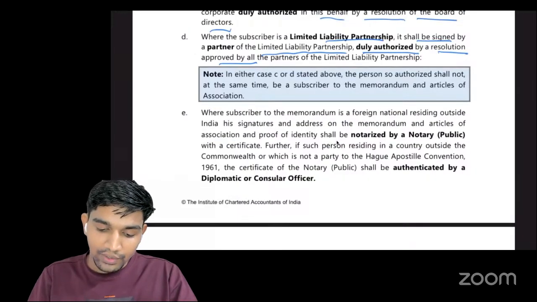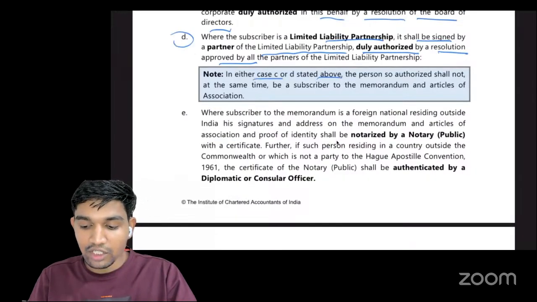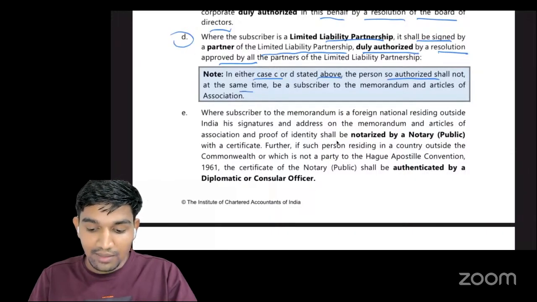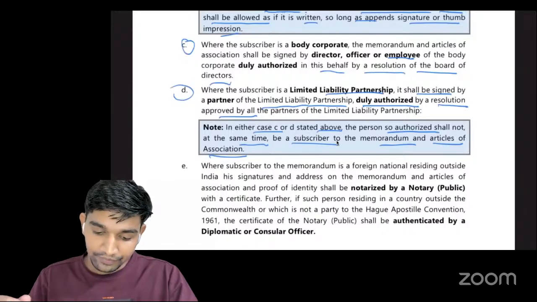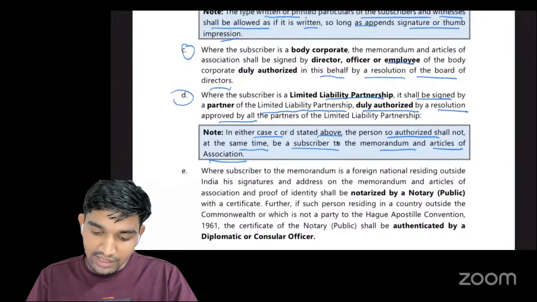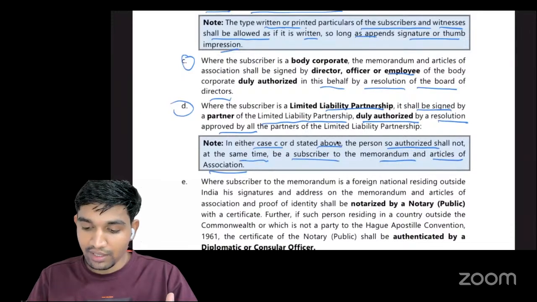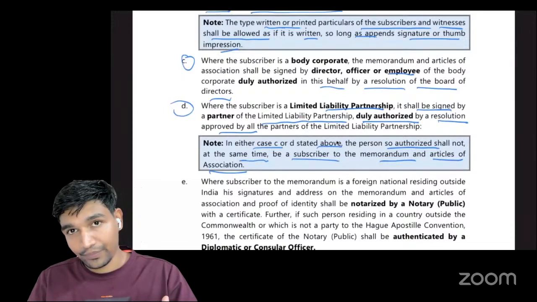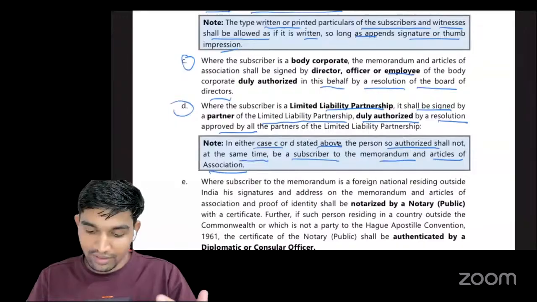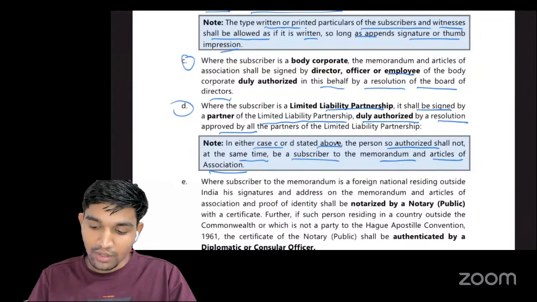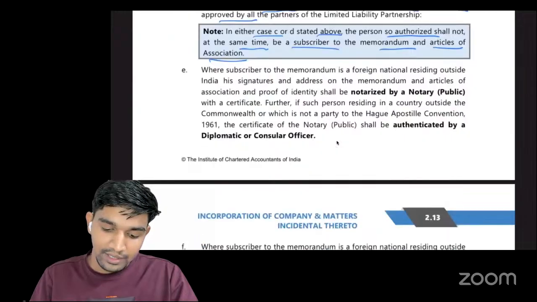Note: in either case, C or D stated above, the persons who are authorized shall not at the same time be a subscriber of the memorandum and articles of association. In cases C and D, whether it is a body corporate or LLP, the director or partner authorized by the board of directors or all partners of the LLP respectively should not at the same time be a subscriber to the memorandum or articles of association. Now, E.